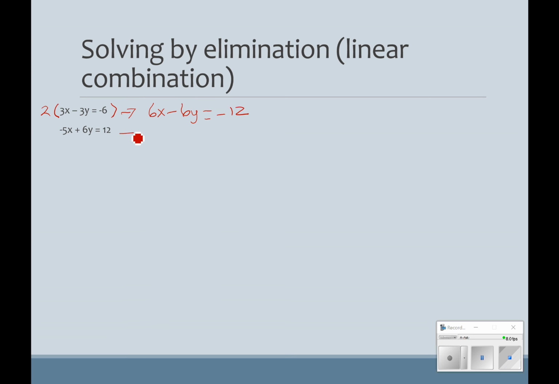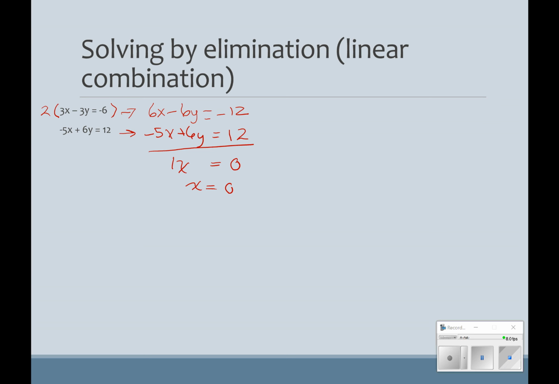And then I'm just going to bring my other original equation over so I have everything lined up nice and neat. Okay. So when I add now, 6 and negative 5 is positive 1, so I get 1x. Negative 6 plus 6 is 0, so 0y, so they cancel out. Negative 12 plus 12 is 0. Valid answer. X equals 0.